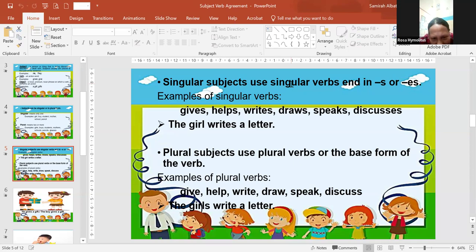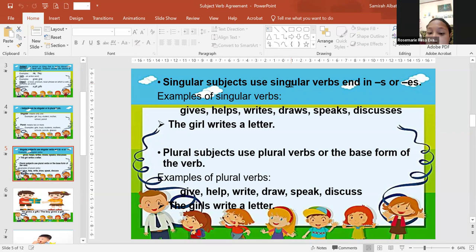Discuss. Okay. What about the sentence? Who would like to read the sentence? The girls write a letter. Okay. What is our subject? The girls.